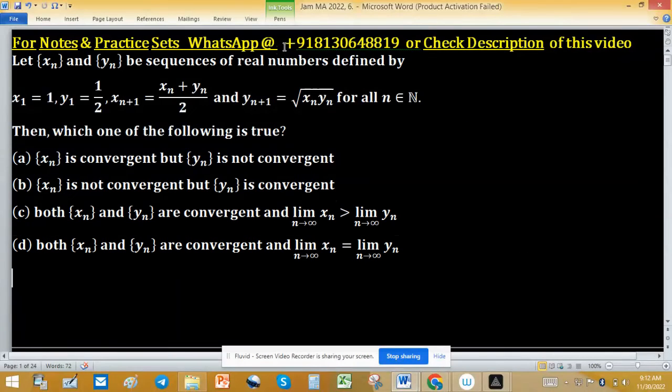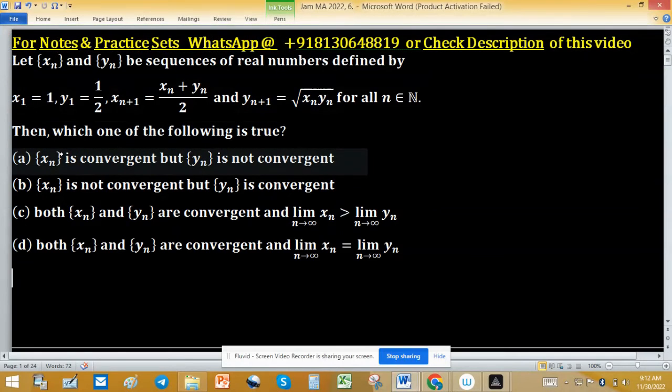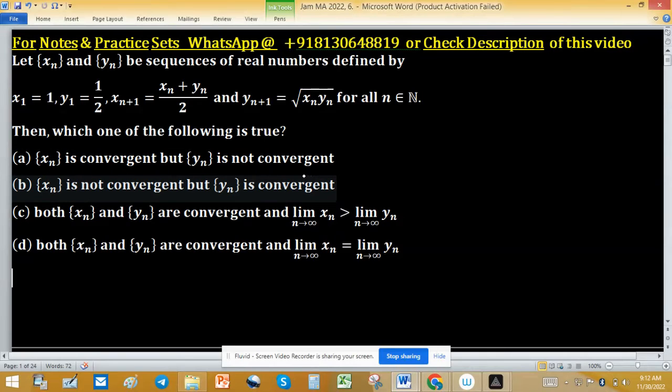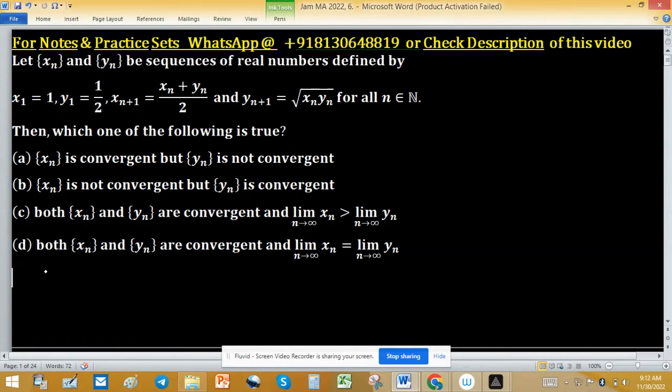Let x_n and y_n be sequences of real numbers defined as you can see on my screen. Then which of the following is true? x_n is convergent, but y_n is not convergent. x_n is not convergent, but y_n is convergent. Means either x_n or y_n is convergent. Both are convergent, and the limits are equal or different. This type of options are given in your question.